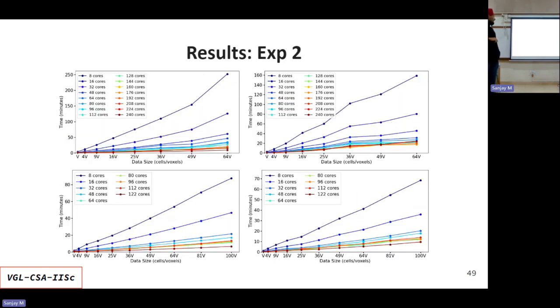Okay, this is our second experiment, where we plot the increase in volume of data against the time, keeping the number of cores fixed. We have so many plots here. Each one is for a fixed set of cores.